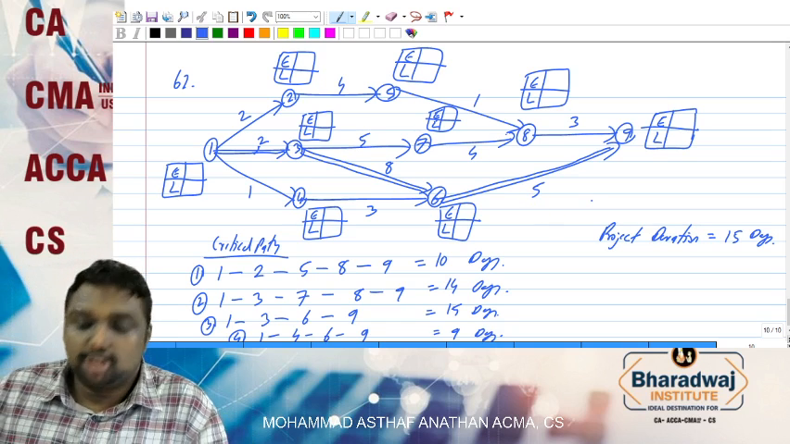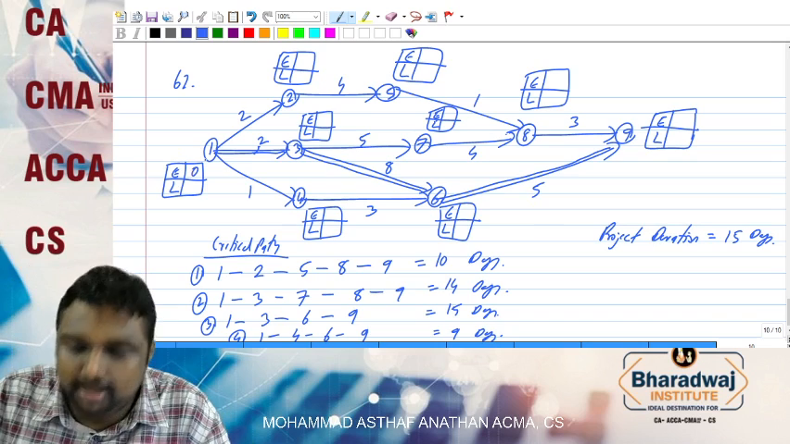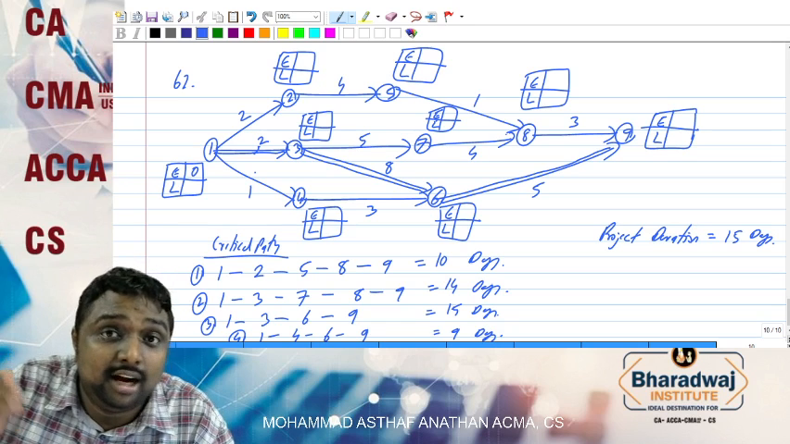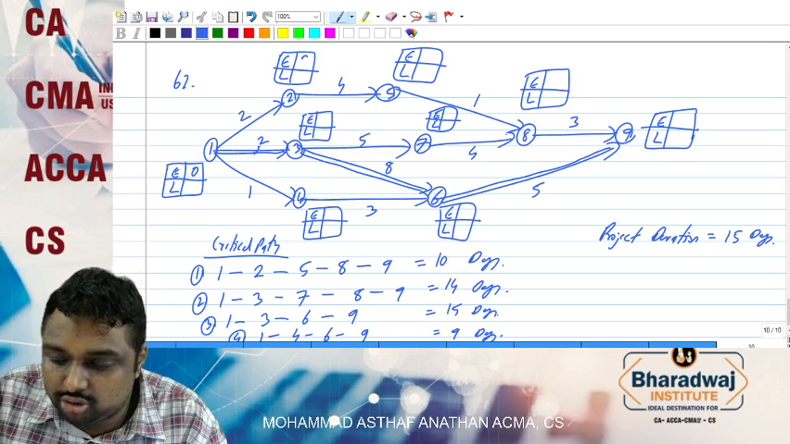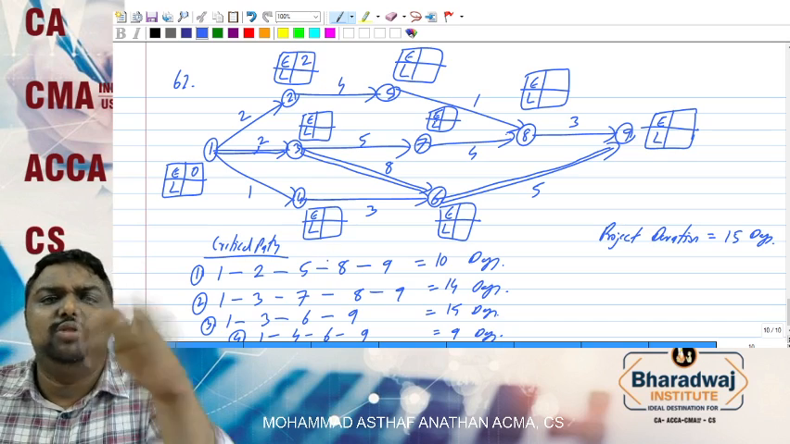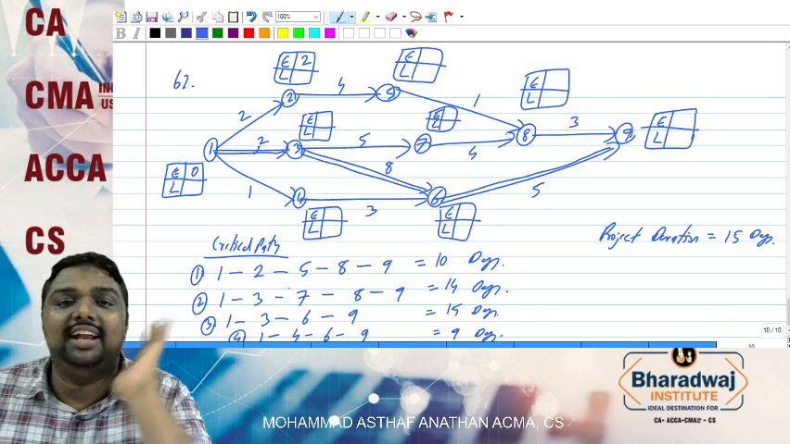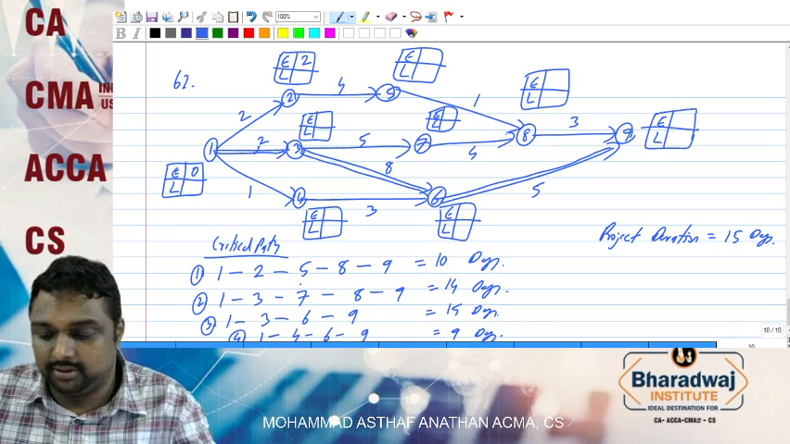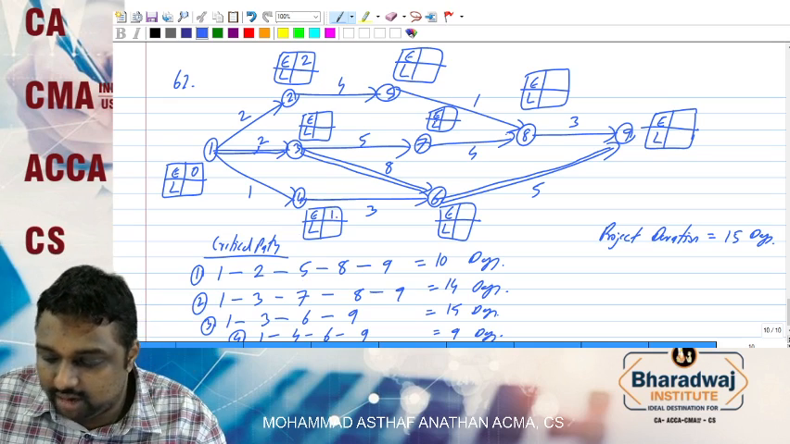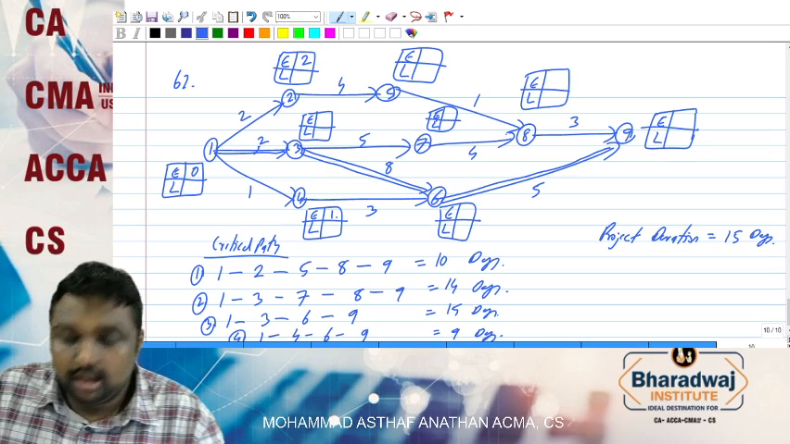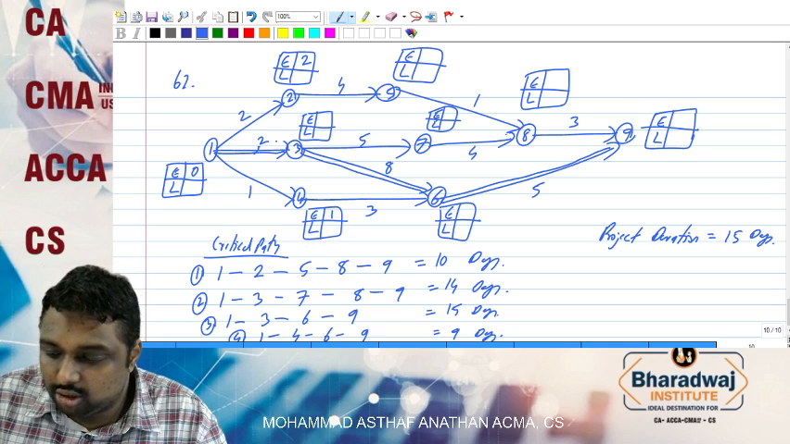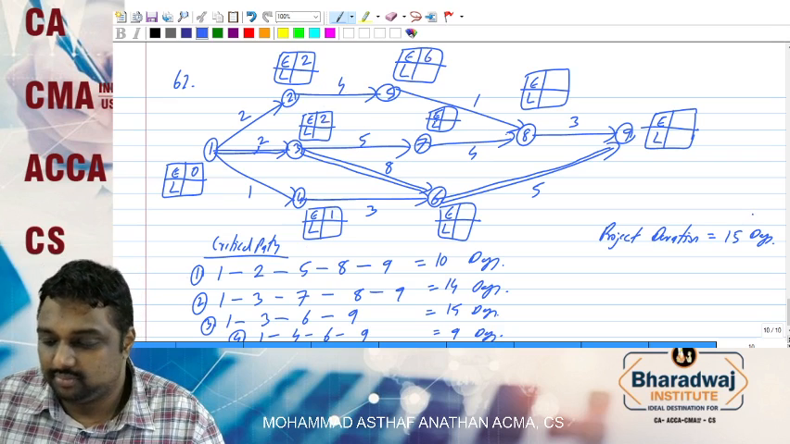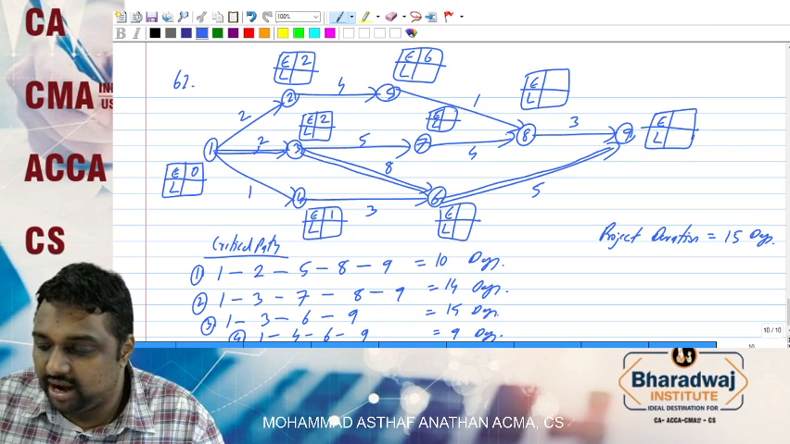Okay. So at the starting, the E value will be 0. We have to add the duration. 0 plus 2, 2. What I'm asking is, try yourself, then check whether you are getting the correct answer or not. 0 to 1, we get 1. Now here, 0 to 2, you get 2. 2 plus 4, you get 6. Here you have 2 plus 5, you get 7.